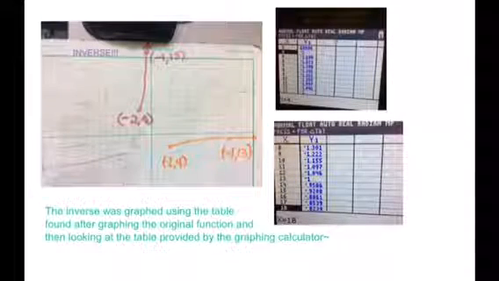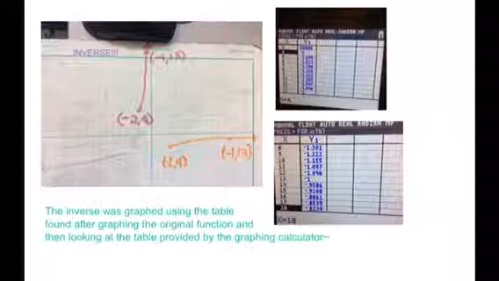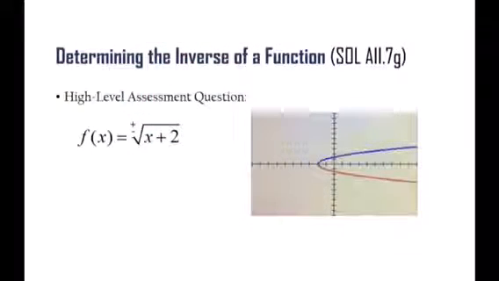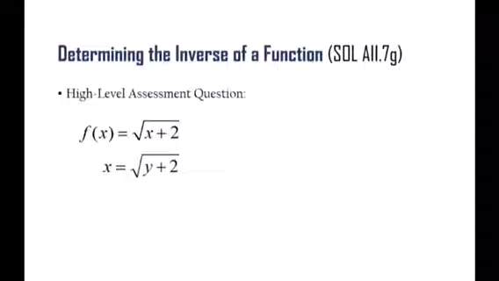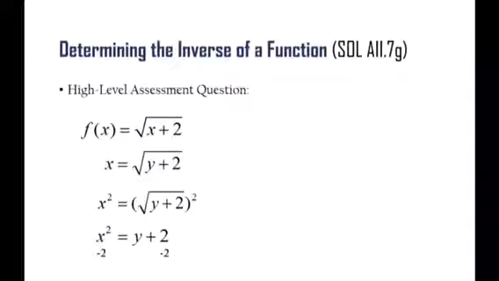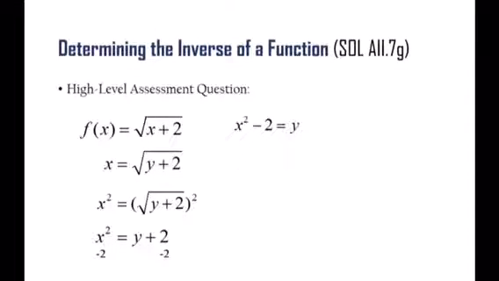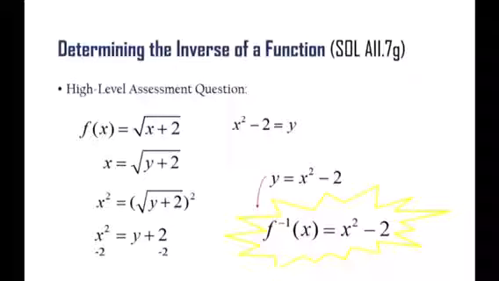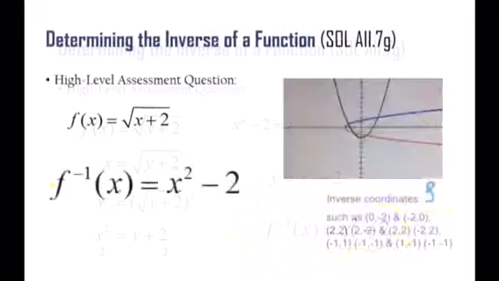The inverse was graphed using the table found after graphing the original function and then looking at the table provided by the graphing calculator. Now, on to the next question. High-level assessment question: f(x) equals plus or minus the square root of x plus 2. We will solve this using the same steps as before. Similar to before, the inverse of the function would equal x squared minus 2.